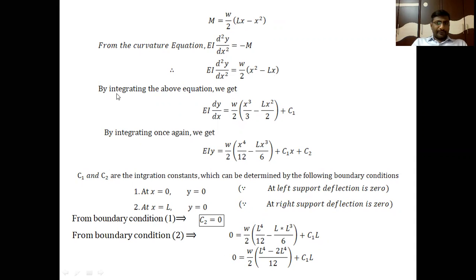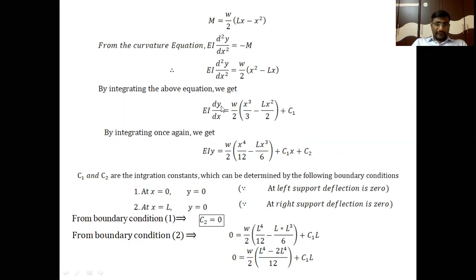As earlier in the problems, in the same procedure, by integrating the curvature equation, we get the slope equation. And if we integrate once again, we can get the deflection equation. So upon integration once, EI dy by dx on the left side, W by 2, X square integration is X cube by 3 minus LX integration LX square by 2 plus integration constant C1. Clear, students? X square integration X cube by 3, X integration X square by 2. So X power n integration is X power n plus 1 by n plus 1.